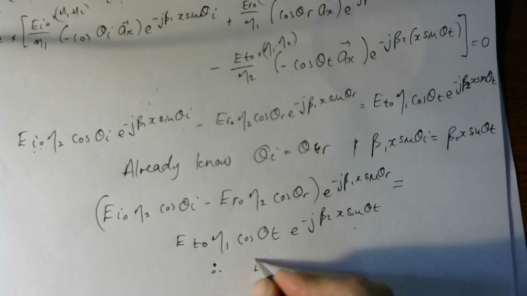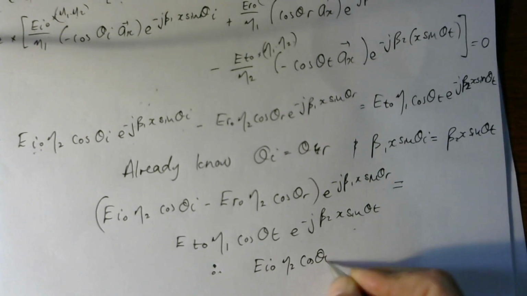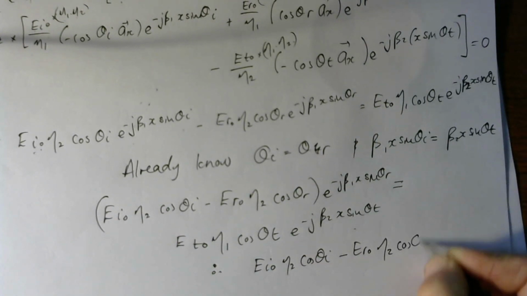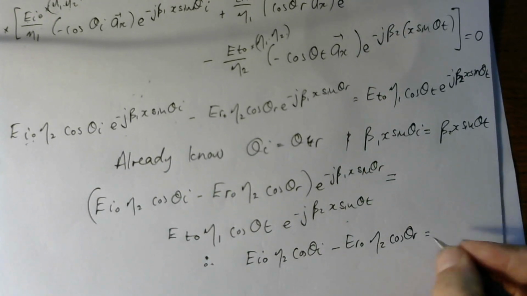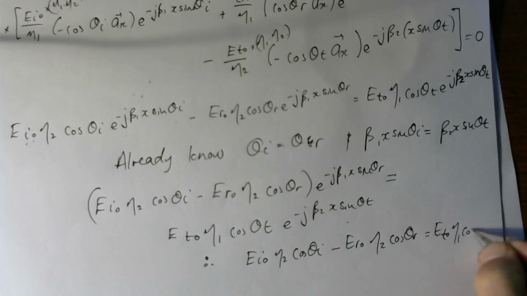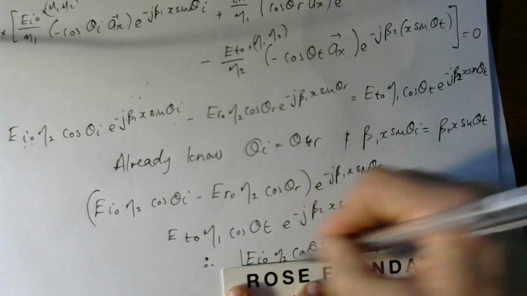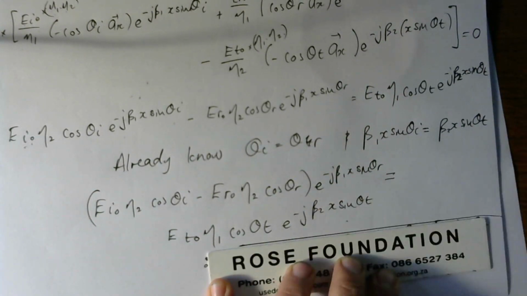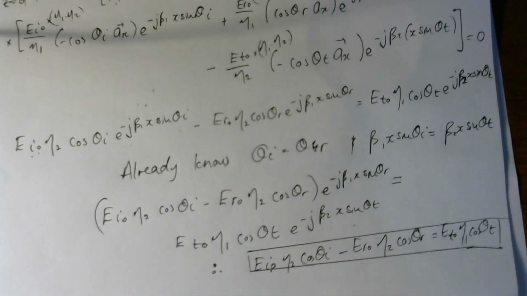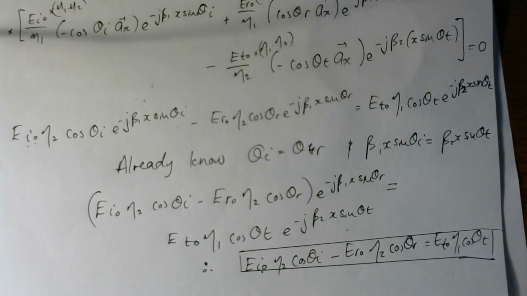I have this: EI0 eta 2 cos theta I minus ER0 eta 2 cos theta R is equal to ET0 eta 1 cos theta t. So now I have two equations that I can use to relate ER in terms of EI, or ET in terms of EI. So that's the next step that we're going to do.